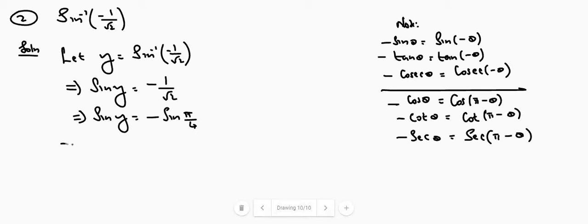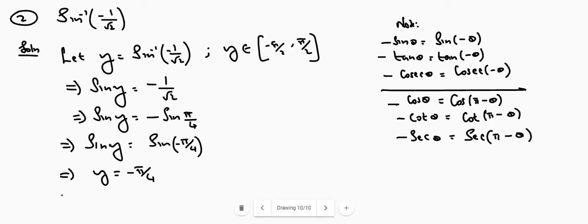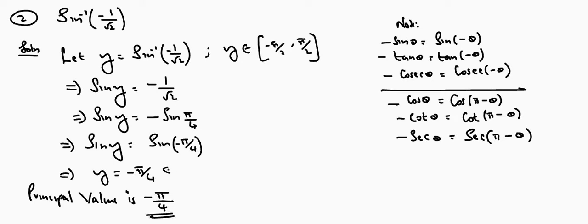Negative angles are used here. That implies sin y is equal to minus sin theta, we can write sin of minus theta, that is minus pi by 4. Here y must be an element of the closed interval minus pi by 2 to pi by 2, the range. That implies y is equal to minus pi by 4. Then the principal value is minus pi by 4, since this is an element of minus 90 to 90. Okay.